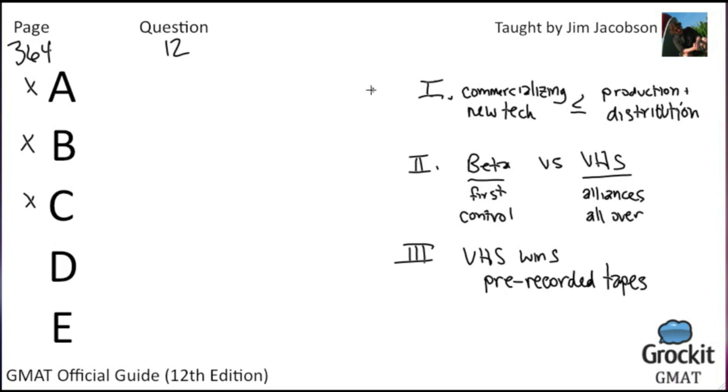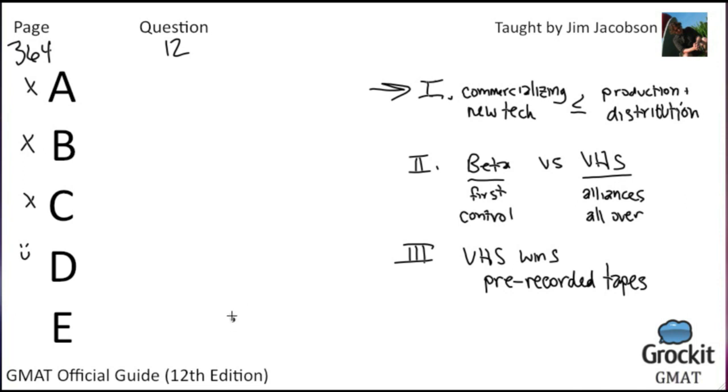Choice D, illustrating a business strategy by means of a case history. And so this here, paragraph one, is a business strategy. The business strategy is choosing production and distribution over just being the first one to the market. And then it explains how they went about that. And so it is kind of a case history. So D is awfully tempting. Let's just check E to be sure.